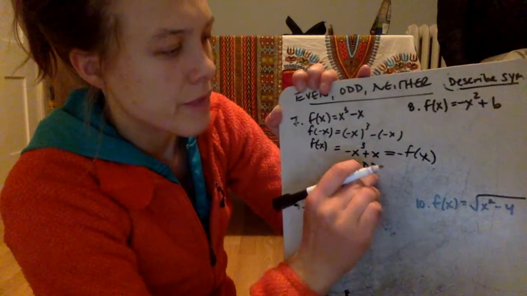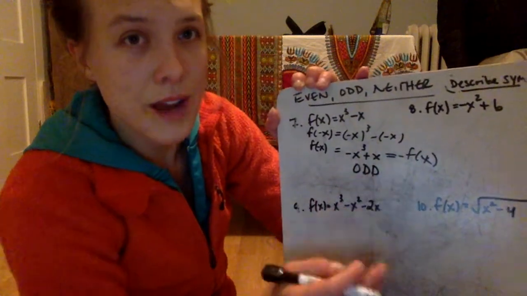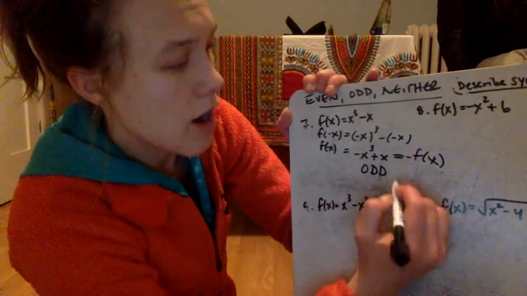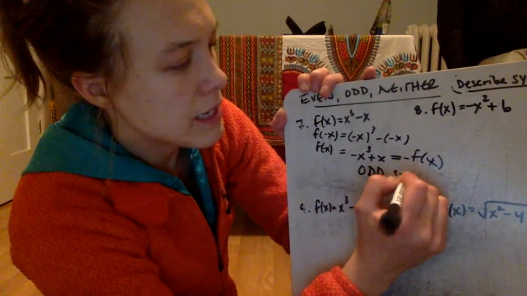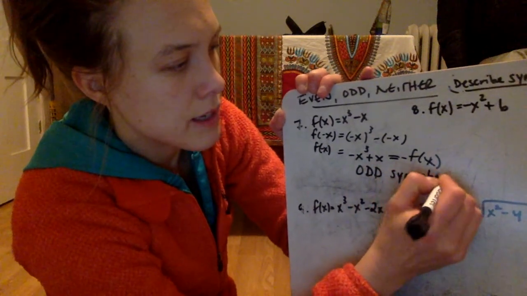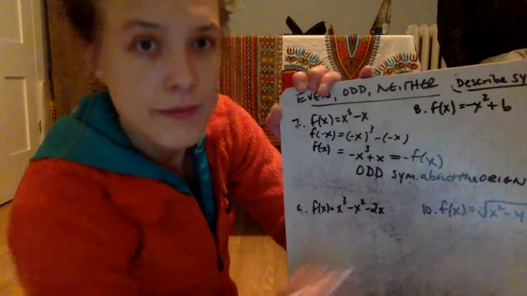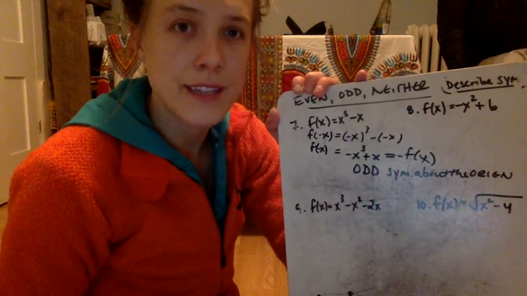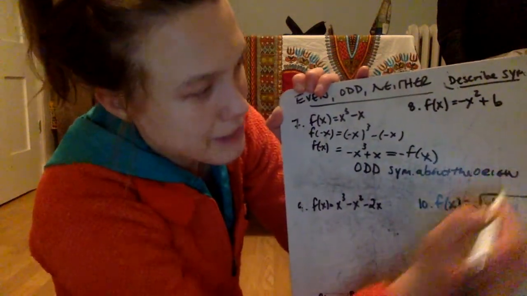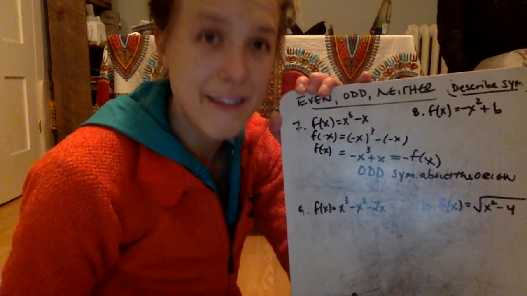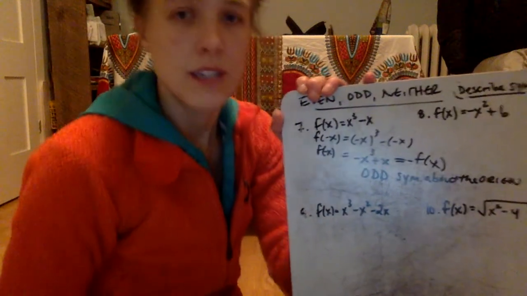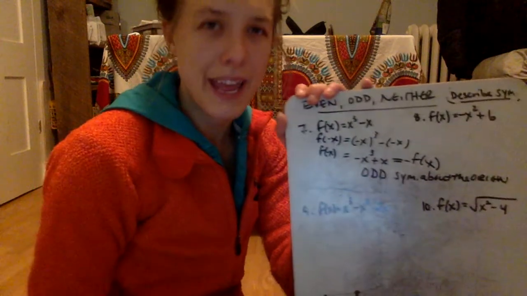odd. We also have to describe the symmetry. So this is odd with symmetry about the origin. So that is the answer, origin there. That is the answer to number 7. So let's try number 8 now.